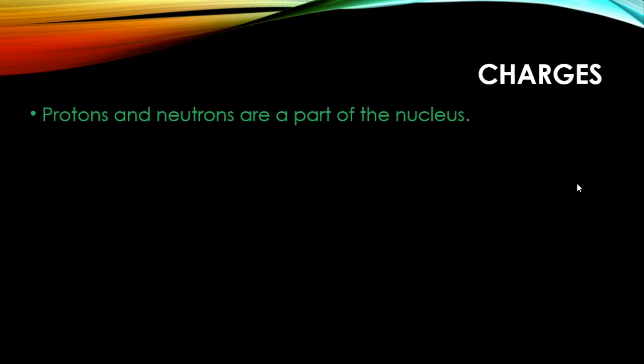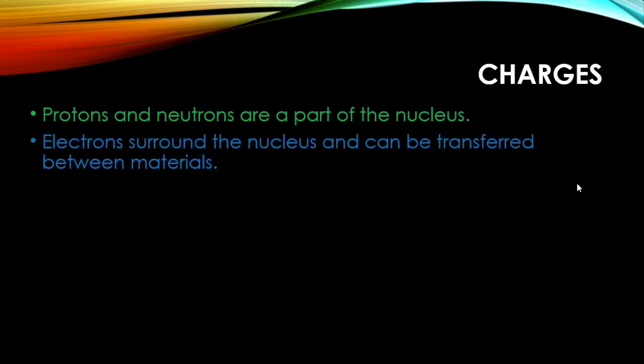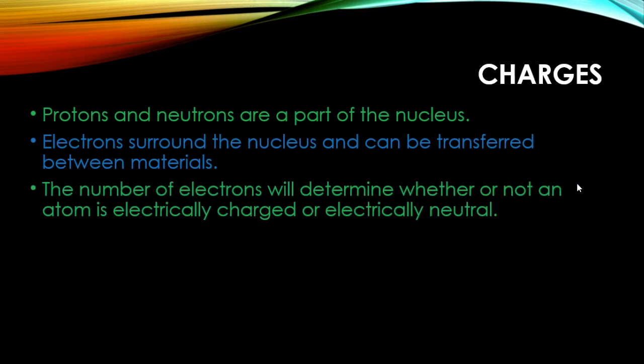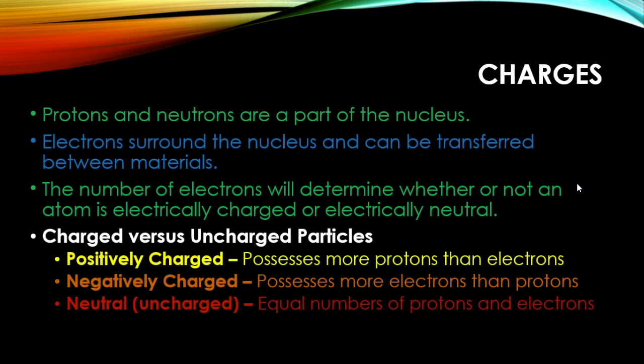Let's dig deeper into these charges, and let's note that protons and neutrons are a part of the nucleus. We saw that on our last slide. Electrons are going to surround the nucleus and can be transferred between materials. The number of electrons will determine whether or not an atom is electrically charged or electrically neutral.